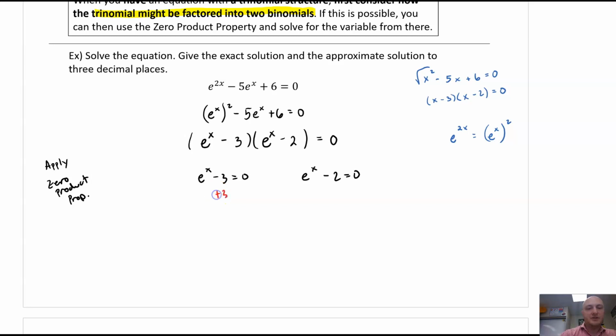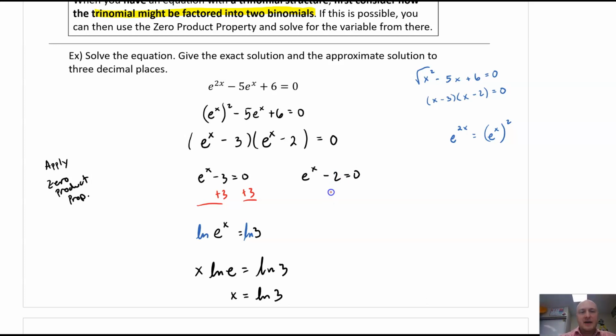I'll add 3 to each side, and I get e to the x is equal to 3. Okay, I want to solve for x, so I'm going to go ahead and take a natural log of each side. So when I do this, we get x times the natural log of e is equal to the natural log of 3. And remember, natural log of e is just 1. x is equal to natural log of 3. Okay, so there's one solution.